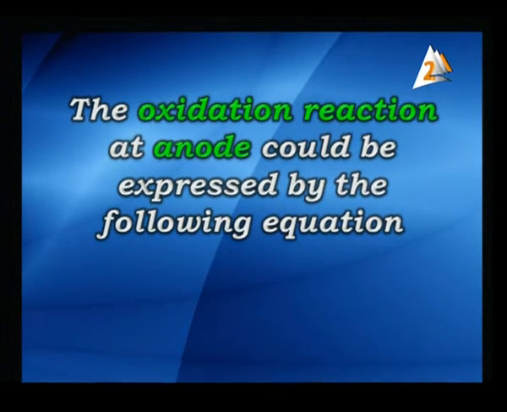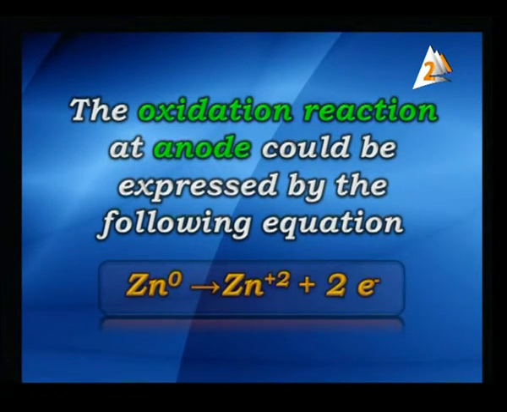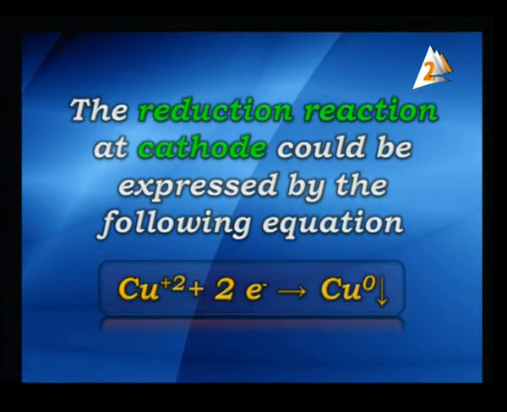The oxidation reaction at the anode can be expressed by the following equation. What is the equation here? Zn(0) loses electrons to become Zn2+ plus 2 electrons. After that, the reduction reaction at the cathode can be expressed by the following equation: Cu2+ plus 2 electrons, gaining electrons to make the reduction, forming a precipitate of solid copper. It is red copper, found here in this equation.